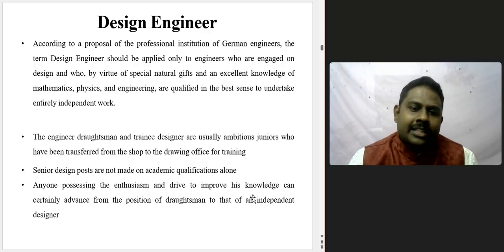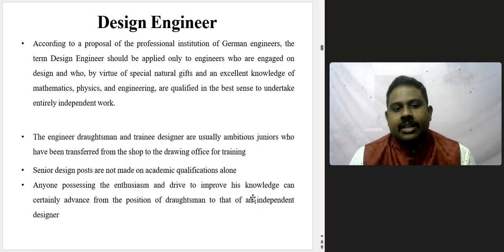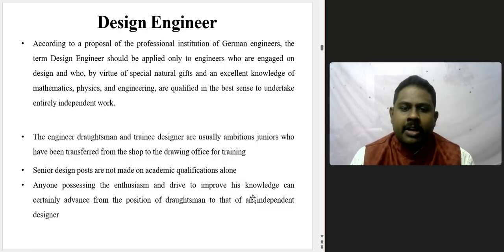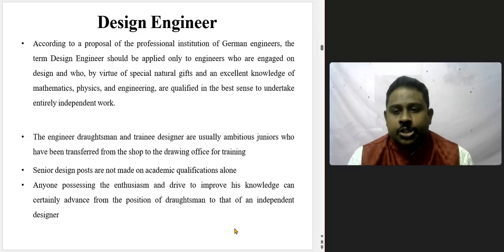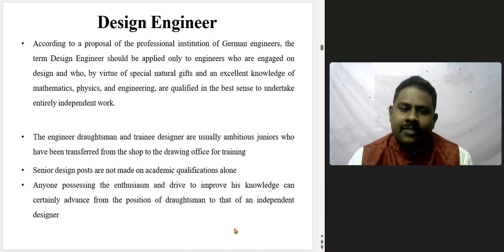And after that, the engineering draftsman, the trainee designer, is usually an ambitious junior engineer who will be transferred to the drawing office from training. Senior design posts are not made for academic qualification alone. That is very, very important. And the third one is that improving knowledge can certainly advance the position of the draftsman. Suppose a draftsman is very good in engineering calculations and also in drafting, so he may go for an independent position.